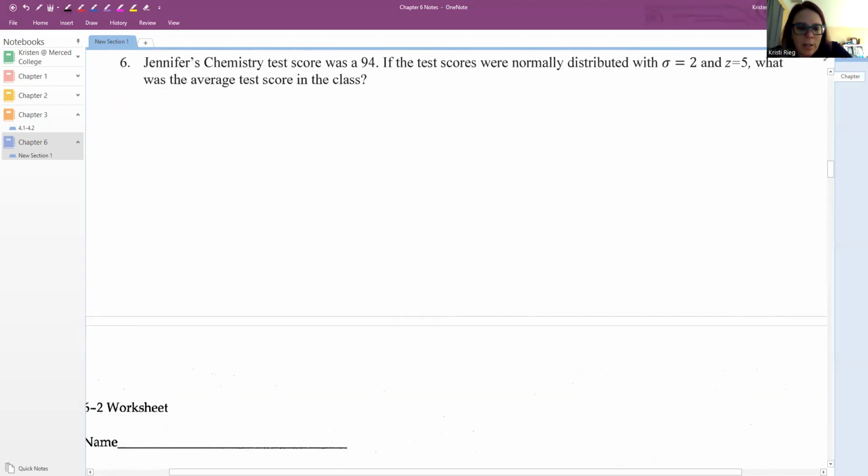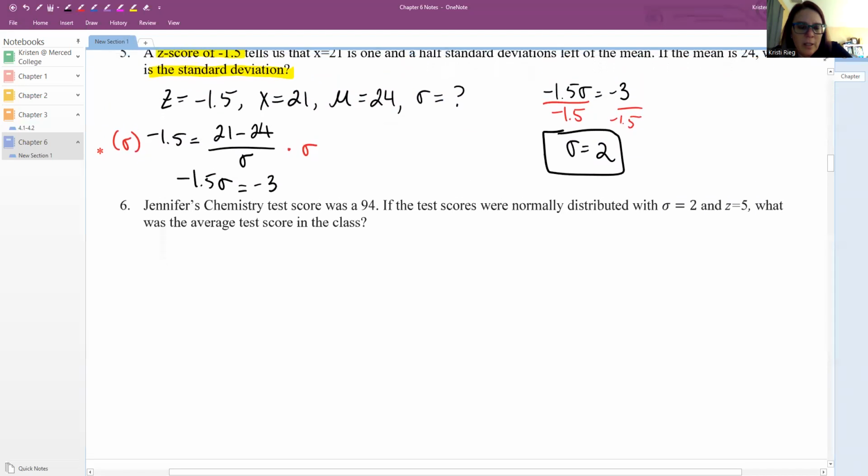Okay, last one. It says Jennifer's test score was 94. Test scores are normally distributed. It tells us right there what sigma and z are. What was the average test score? So when they're asking for the average, that means they're asking for mu. And if I already know what sigma and z are, and I'm trying to find mu, that means this number right here, the 94, has to be x.